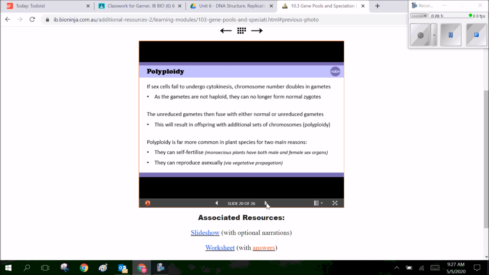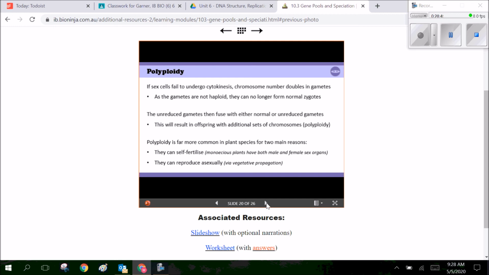So if sex cells fail to undergo cytokinesis, the chromosome number will double. And then these gametes will fuse with either normal or unreduced gametes, and this will result in polyploidy. And so if we imagine that a sperm has a diploid count of chromosomes and an egg has a diploid count of chromosomes, then 2 plus 2 is going to equal 4. That's a tetraploid offspring. If one organism has a diploid count, which is 2, and one organism has a haploid count, which is 1, add them together, that gives you a triploid, right?